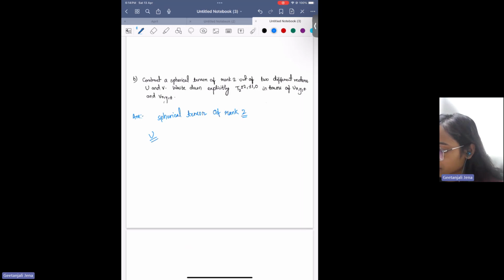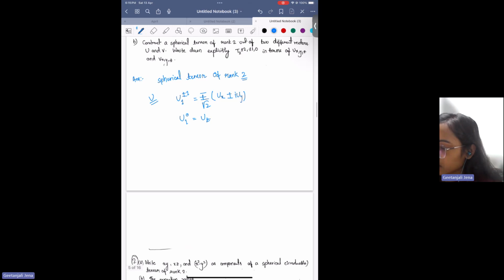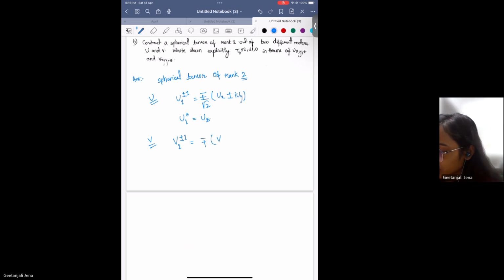So for u, you know that it is u plus or minus 1 is 1 by root 2, and there is a minus plus sign, ux plus or minus iuy. u10 would be uz. And for v, you also have v1 plus or minus 1 is minus plus vx plus or minus I vy divided by root 2, and v10 would be vz.